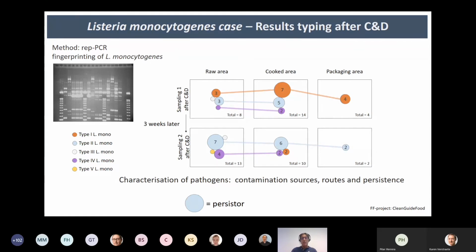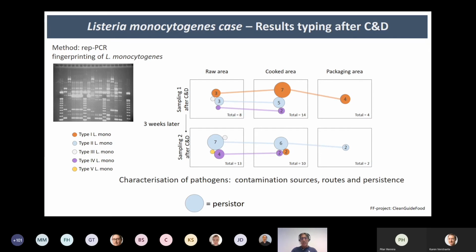During the first sampling, you see that especially the orange strain was persistently present in the raw area as well as in the cooked area, 7 times in the cooked area, 3 times in the raw area, and even in the packaging area, which is a high care area. So this is of course not done, having Listeria in your high care area. But you see that the dominating orange strain could also enter the packaging area.